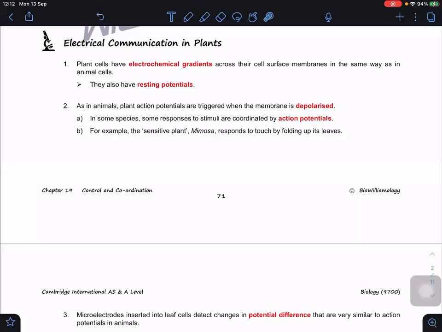So in some species, there are responses to stimuli by coordinating the action potential. For example, our sensitive plant called Mimosa pudica responds to touch, right? One type of plant, when you touch it, it will close its leaves, right?